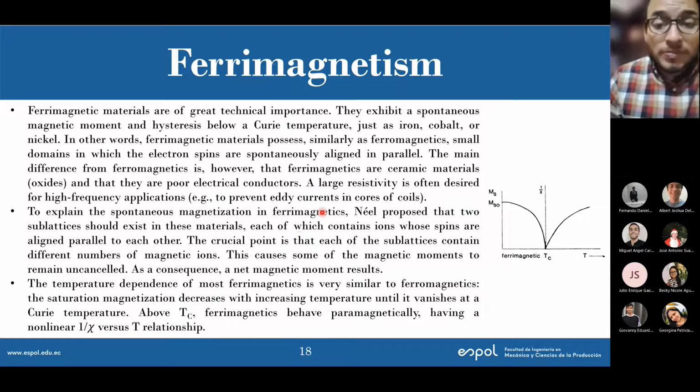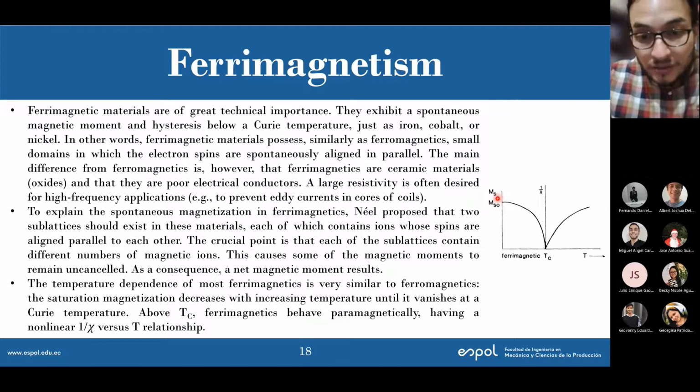And in terms of temperature dependence, ferrimagnetics behave the same way as ferromagnetics. That is, the saturation magnetization decreases with increasing temperature until it vanishes at what? At the Curie temperature. Once I'm above the Curie temperature, ferromagnetics become paramagnetics.